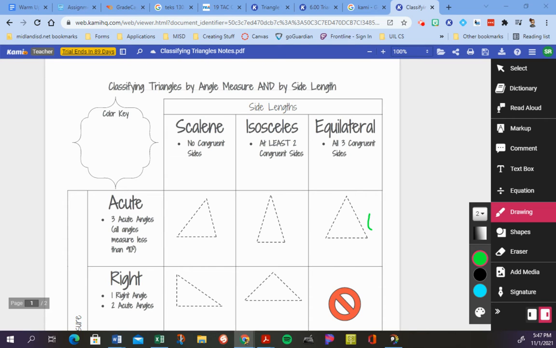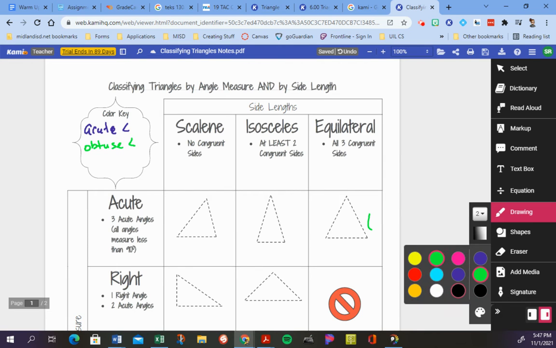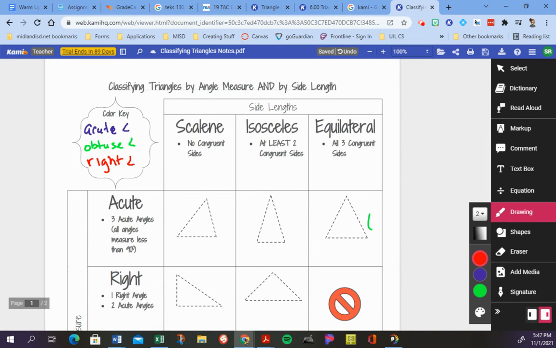So let's make a color key first. I'm going to use blue for acute angles. That's an E. Acute angles. I'm going to use green for obtuse angles. And I'm going to use red for right angles. Okay, so let's get on with it now.